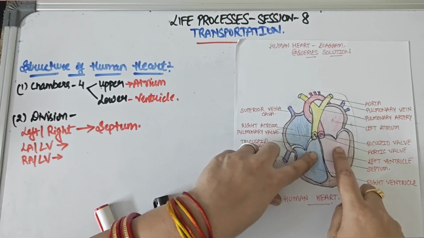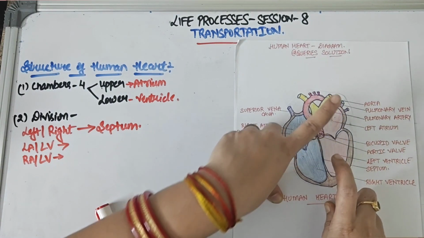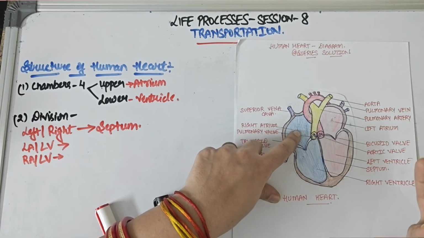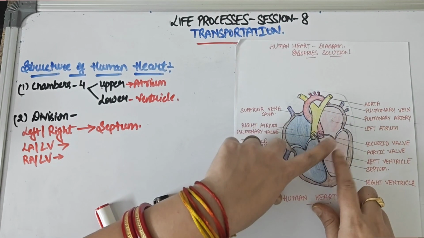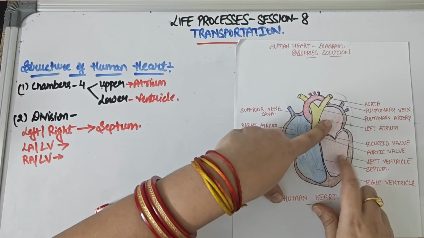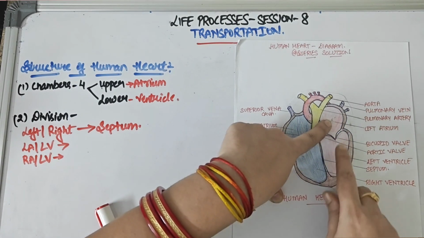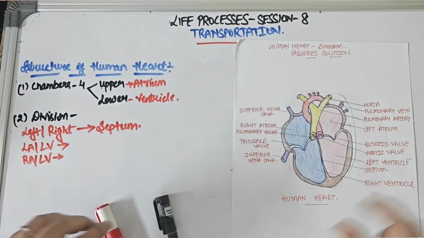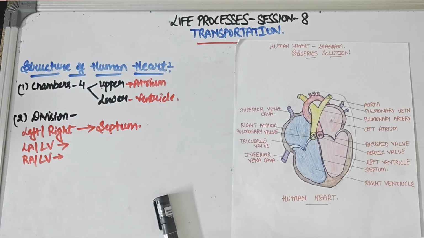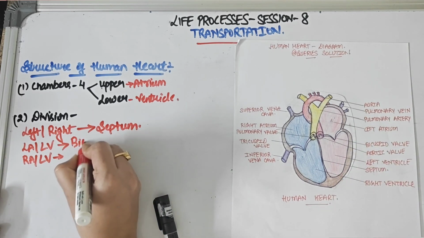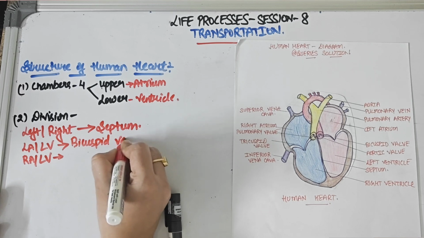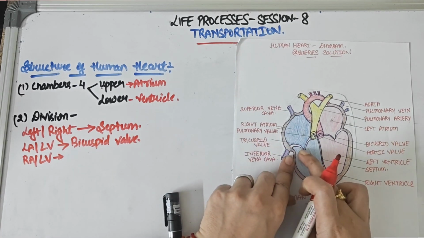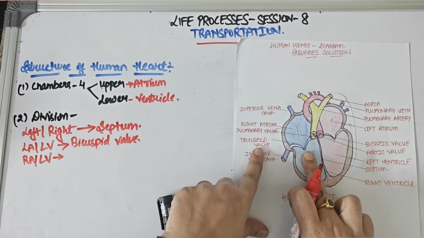These valves are present on the left side, between the upper and lower chamber, and they are also present on the right side between the upper and lower chamber, but they are named differently, right? What is the name of the structure that separates the left atrium and the left ventricle? It is known as a bicuspid valve. And what is the name of the structure that divides the right atrium and the right ventricle? Again, this flap-like structure is known as the tricuspid valve.